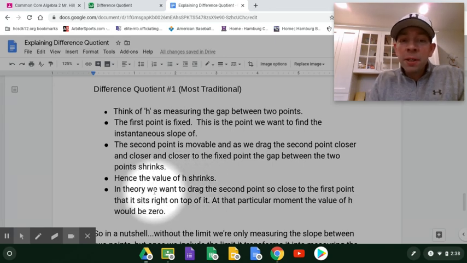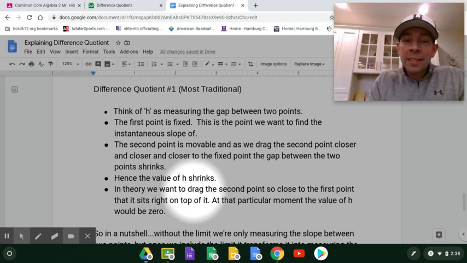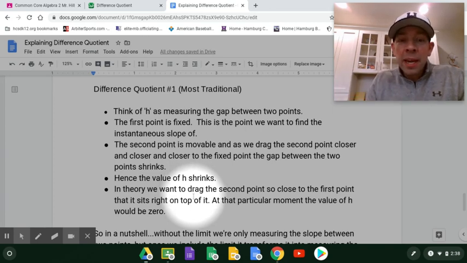And of course, in theory, we're going to continue to drag that floating point until it sits right on top of that fixed point. And at that particular moment, here's the magic. At that particular moment, the value of h becomes 0.